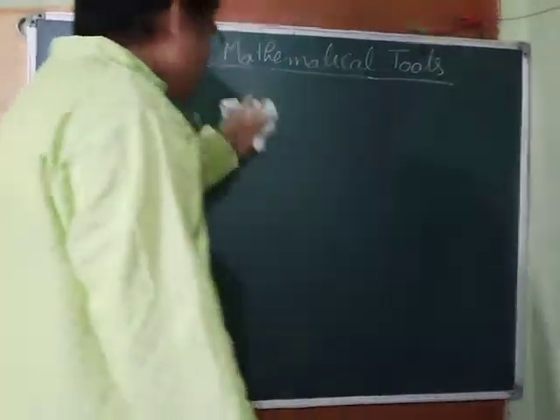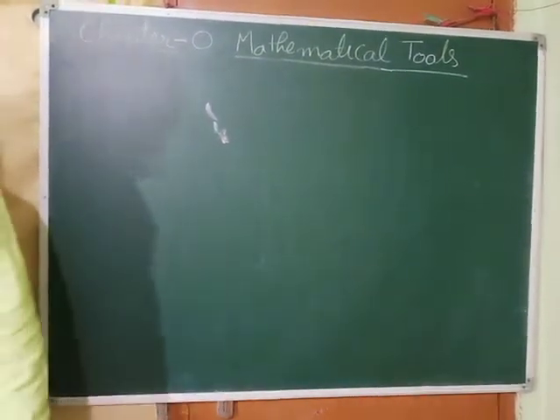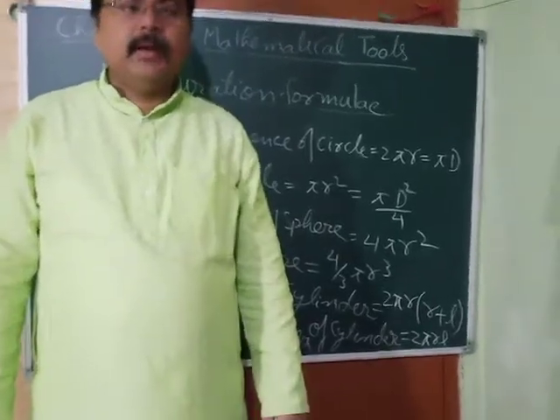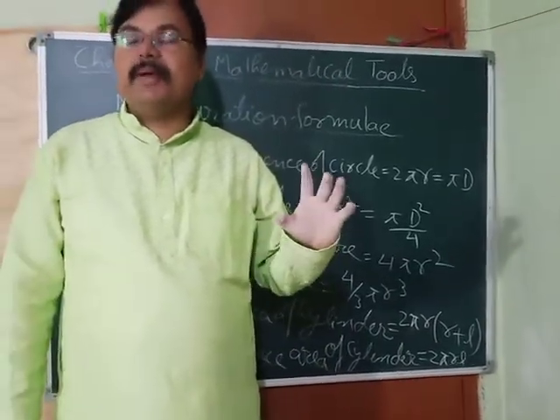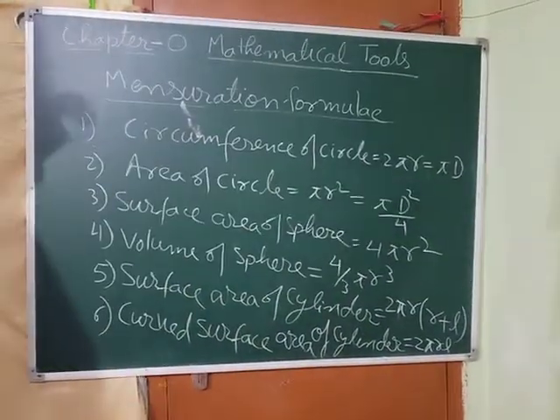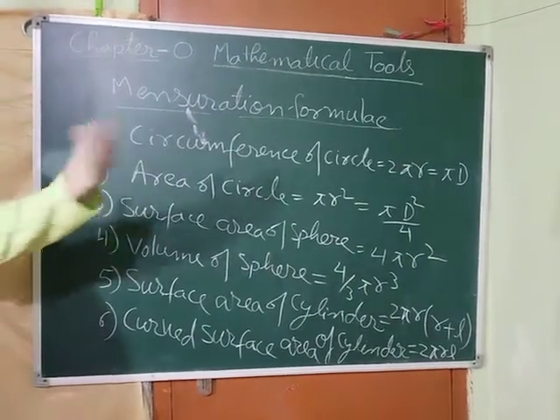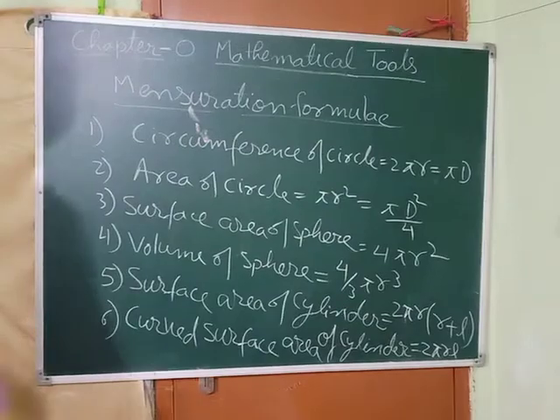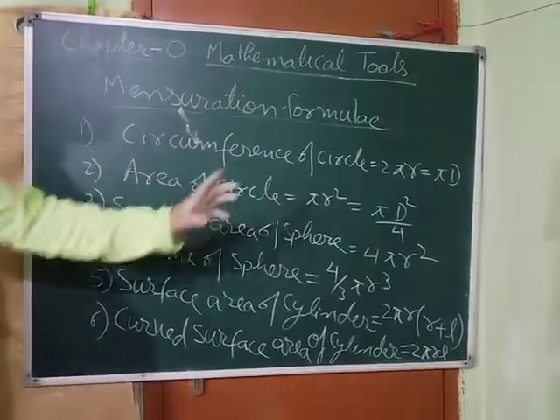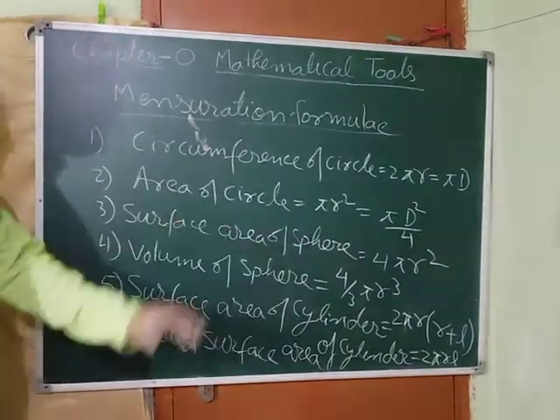Now it is time to start the new one. Next are some formulae of mensuration which you have studied. See, these are the formulas of mensuration. First, you are very much familiar: circumference of a circle is 2 pi r, or if you have the diameter, then pi d. Area of circle is pi r square, or pi d square by 4. Surface area of sphere is 4 pi r square.